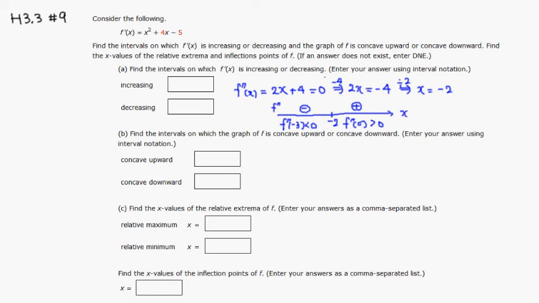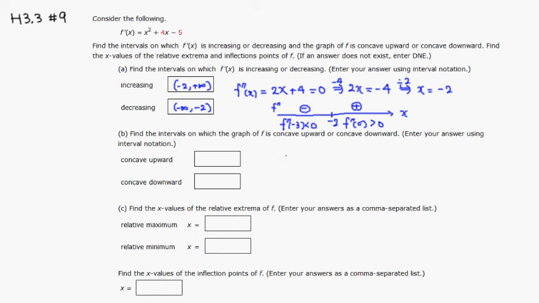All right, so we know that f prime is decreasing on the interval from negative infinity to negative 2. And f prime is increasing on the interval from negative 2 to positive infinity. Then part B is actually asking for the same question.